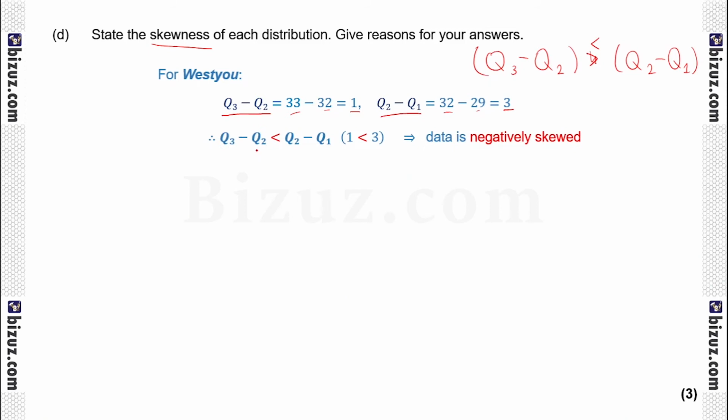All right. Now, what happens here? Q3 minus Q2 is actually less than Q2 minus Q1. Obviously, because 1 is less than 3. And that means that the data is negatively skewed. What happens for East U members? Q3 minus Q2.